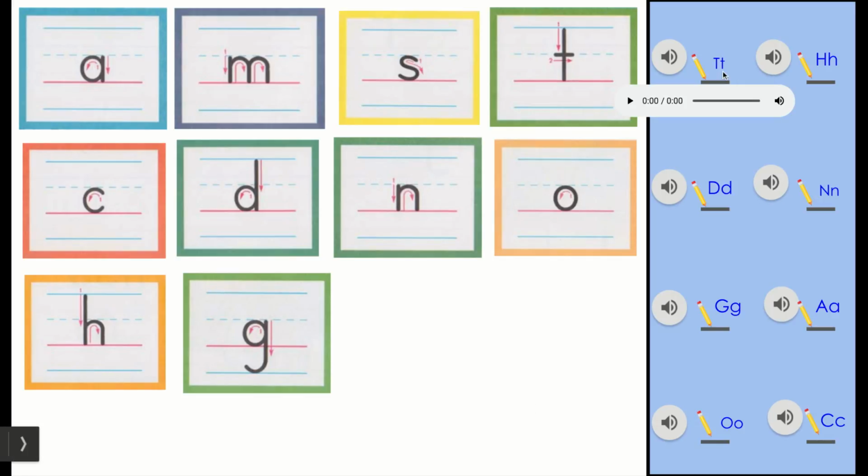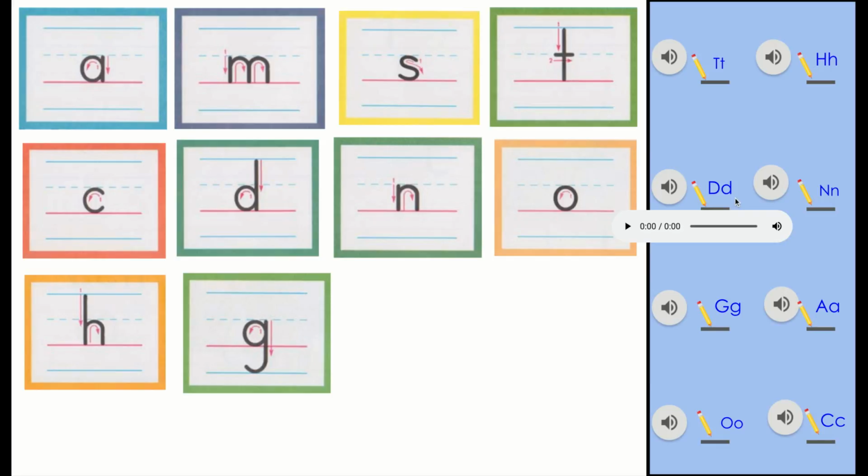The first sound T is made by the letter T. The next sound you heard was H, made by the letter H. The third sound D, made by the letter D. The fourth sound N, made by the letter N. The fifth sound G, made by the letter G. The sixth sound A, made by the letter A. The seventh sound Ah, made by the letter O. And the last sound K, made by the letter C. Did you get our new sound correct today?